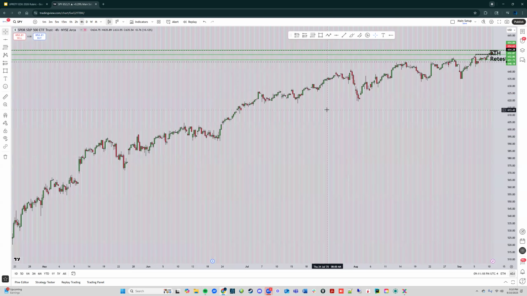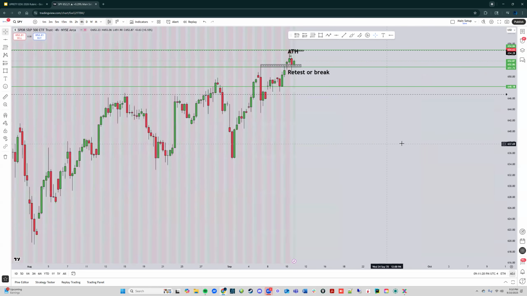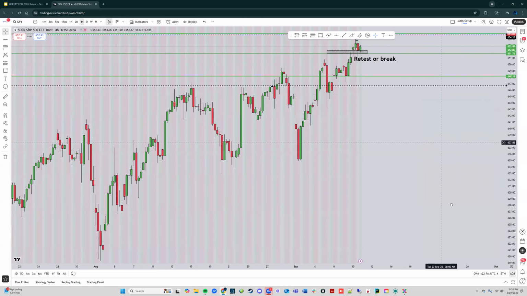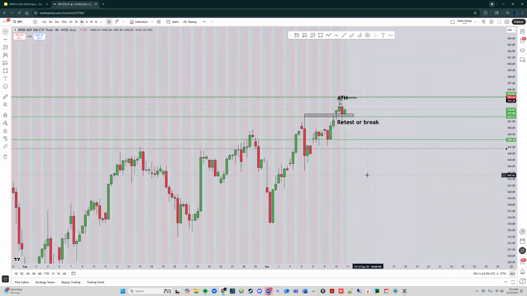Let's start with the 4 hour. Every morning, what I do is find the most latest high and the latest low. For me, this could have been the low, but the reason I didn't draw that as the low is because we have this support level that's holding at 648. Are we going to go to 648 today? Probably not, but I like to leave myself a little bit of room on both sides.